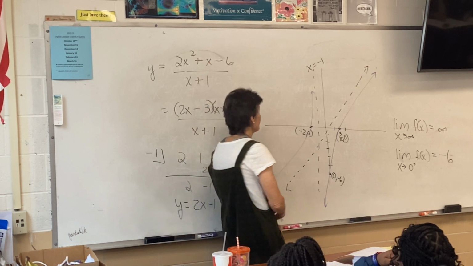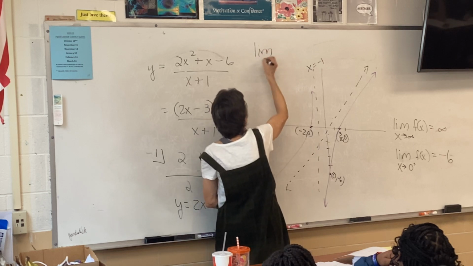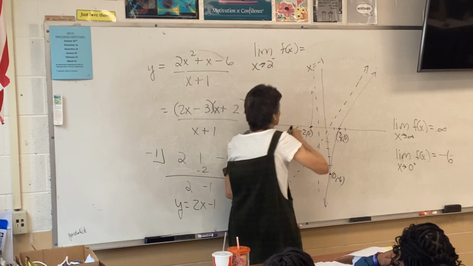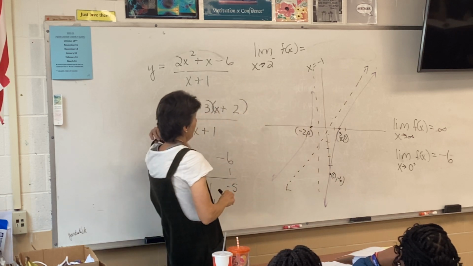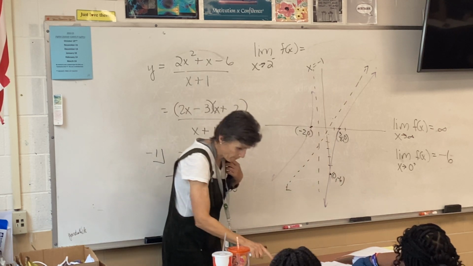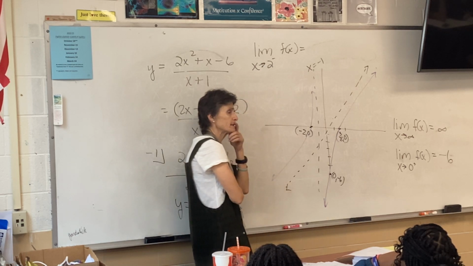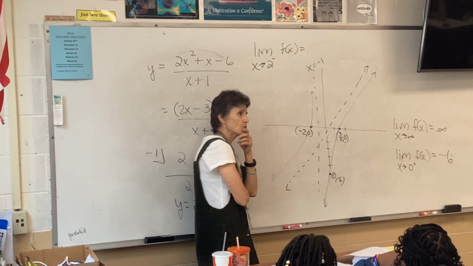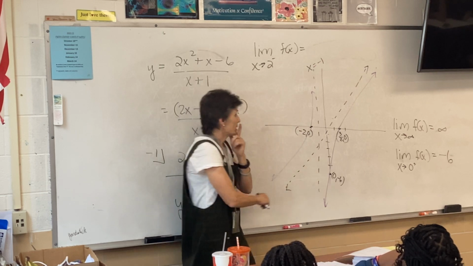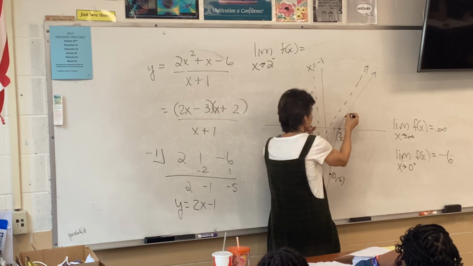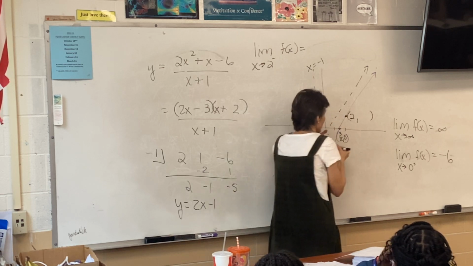Approaching two from the other side. Is that just two? Yep. Well, it's not on there. Shoot. Here's where x is two. Would you agree with that? Yeah. Right there? So that's two comma something.